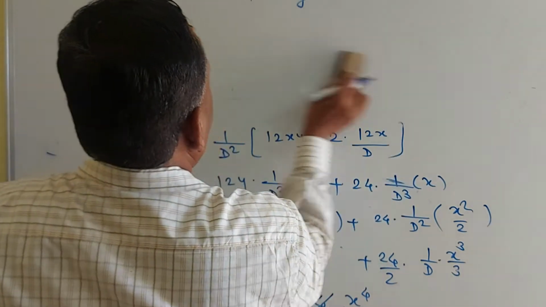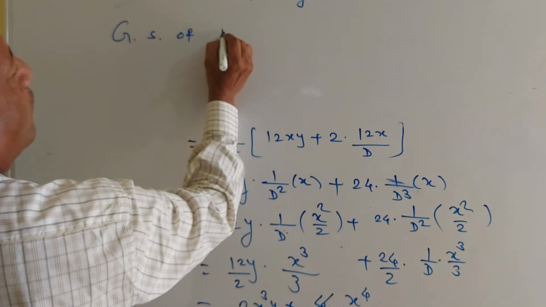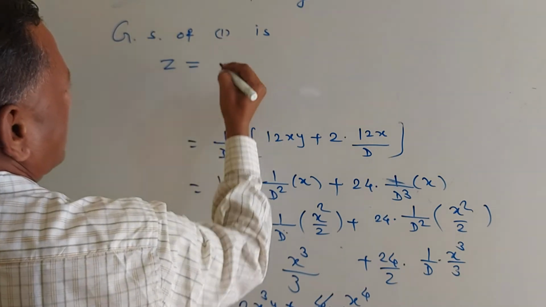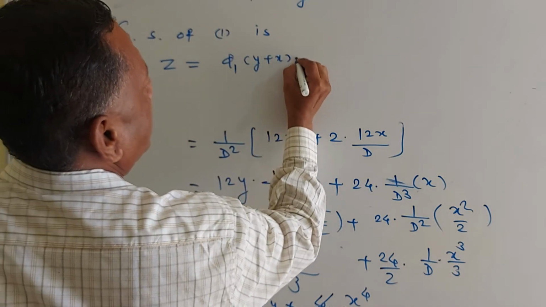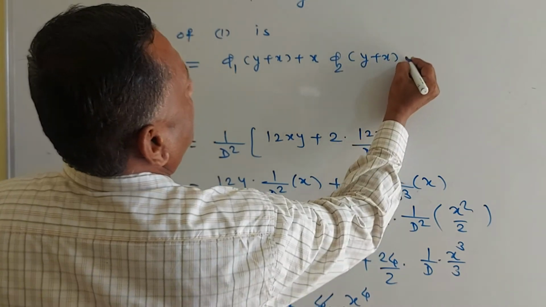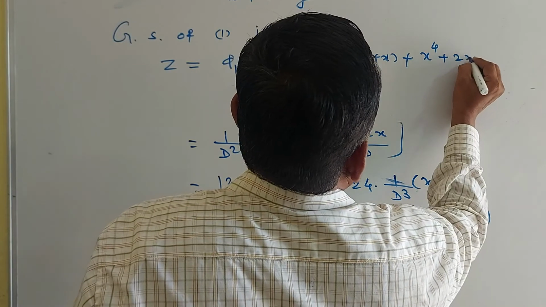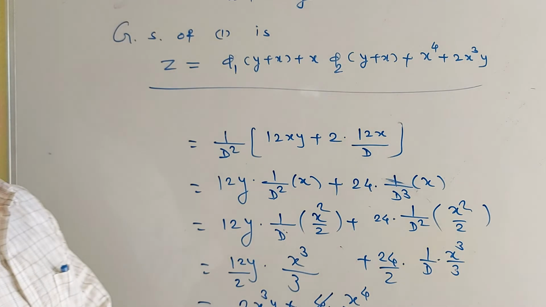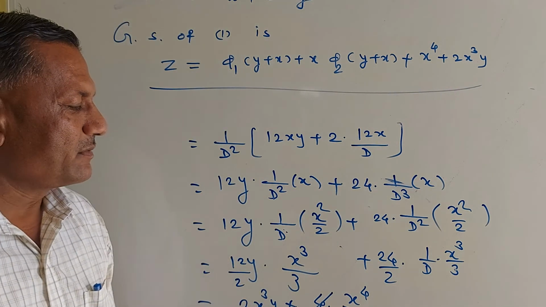Therefore the general integral, or general solution of 1, is z equal to CF plus PI. CF means phi 1 of y plus x, plus x into phi 2 of y plus x, then plus x raised to 4 plus 2x cube y. So in this way you can find the particular integral. We solve many examples of this type. Thank you.